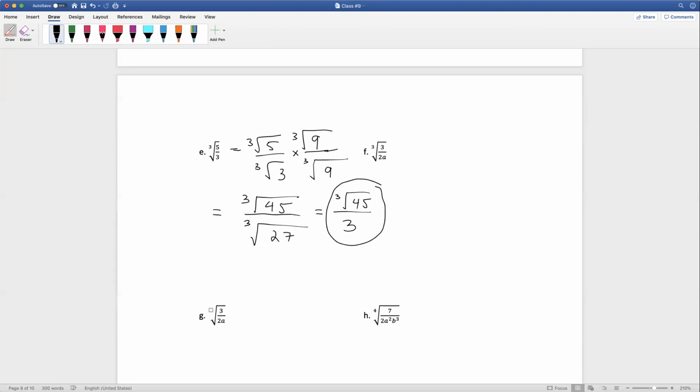We got rid of all fractions under the radical. We got rid of all radicals in the denominator, and we didn't have any perfect cube factors of the radicand to worry about. Okay, let's take a look at 3 more examples.